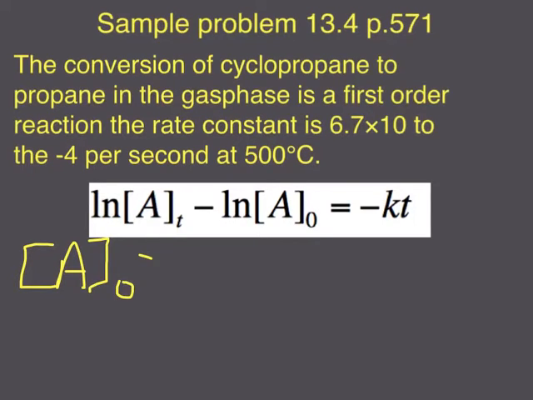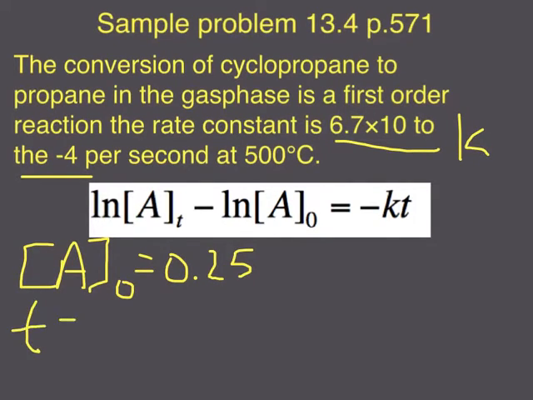We know the initial concentration, or in other words, we know the A naught is equal to 0.25. We know the K was given right here, that's K. We know that the T is 8.8 minutes. But remember, it has to be in seconds, so you would convert that to seconds. How would you do that? You'd use a conversion factor. You'd know that there's 60 seconds in 1 minute, and you convert it. So when you do that, you get 528 seconds.